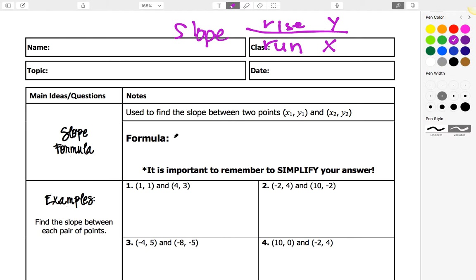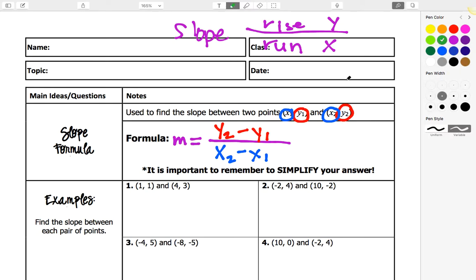So speaking of the slope formula, here it is. We would say m equals, and our rise is going to be on the y-axis. So we would take all of our y's and subtract them from each other. I'm going to take y2 and subtract y1. Now when we talk about our run, we're going to subtract our x's. So we'll say x2 minus x1. I would take my second x and subtract from it my first x.